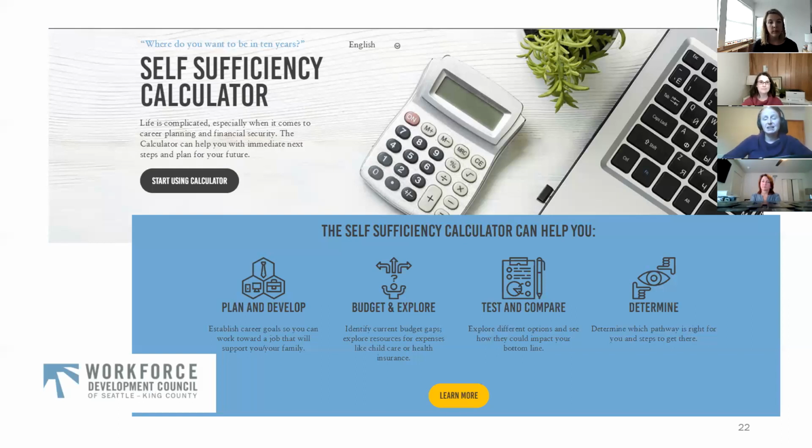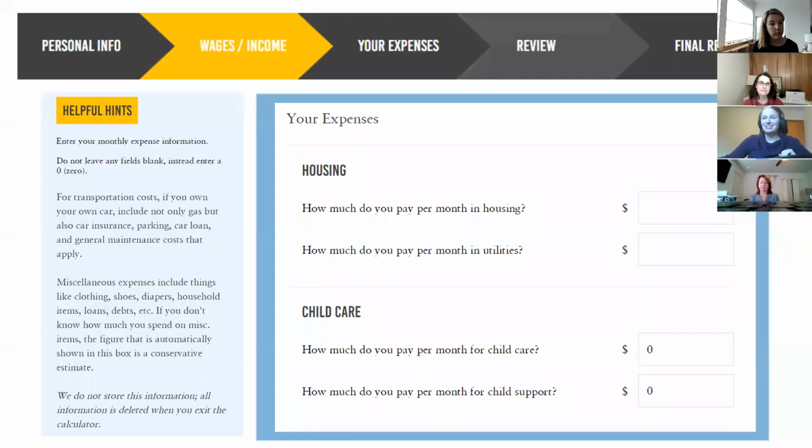Also, it's updated not every year, but every several years, and there are a number of workforce development councils across the state that also co-invest in that process. The next thing I wanted to say, in terms of how we use this calculator in King County, there are a number, and Annie, you can go to the next slide.